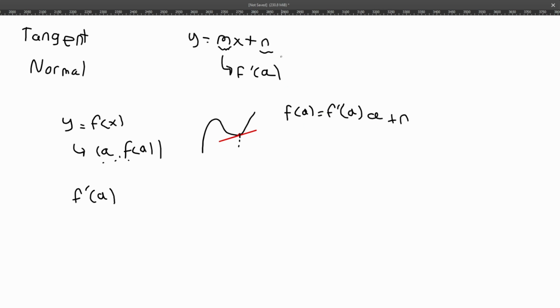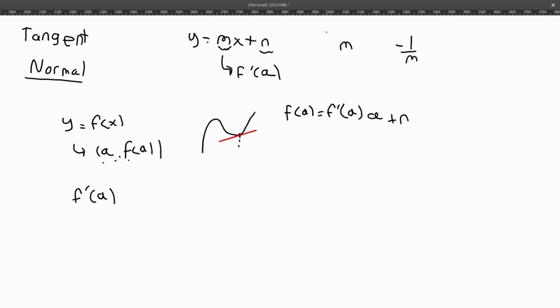Now you can do a similar method to find the equation of the normal line at a point. The normal line is pretty much the line perpendicular to the tangent line at that point. And to know this, you have to know that if m is the slope of a line, then the slope of a line perpendicular to that line would be -1 over m. It's not too difficult to memorize.